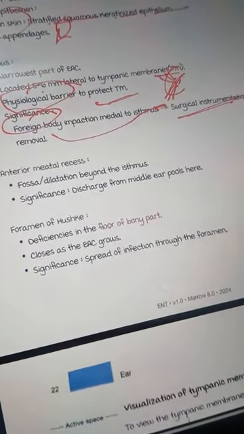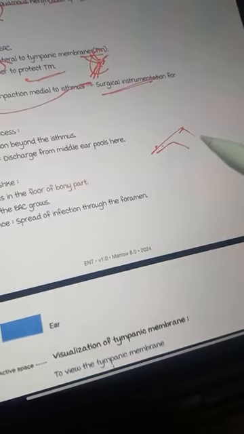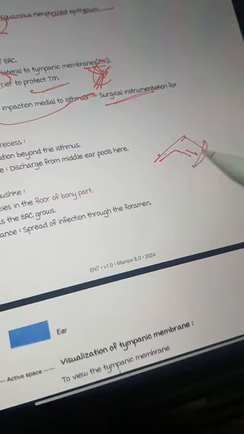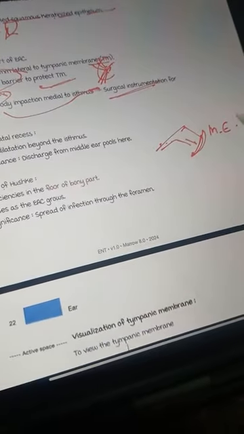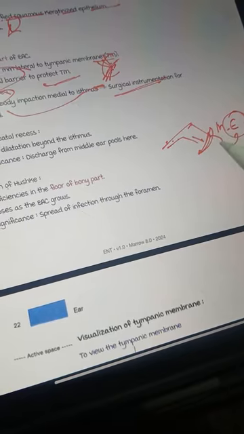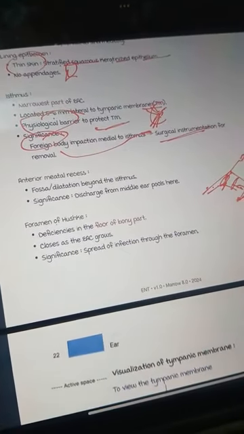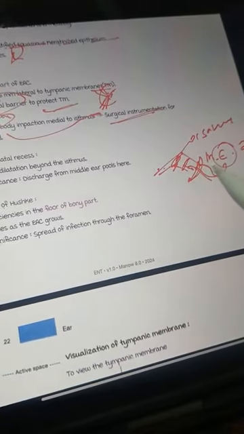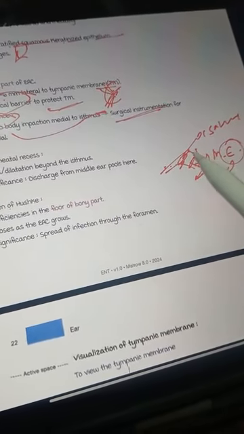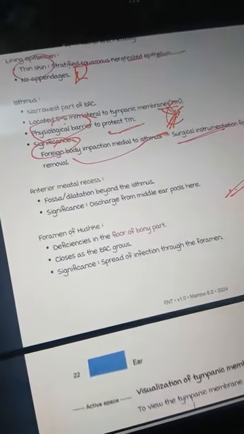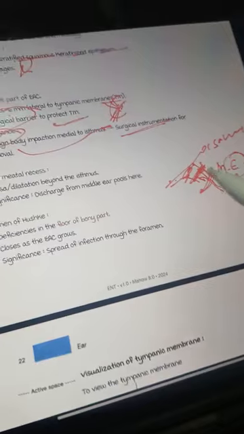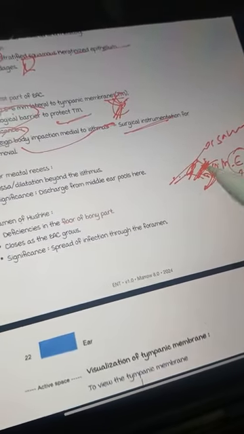Next is the anterior meatal recess. See, this is how the external auditory canal goes, then the tympanic membrane, and from here starts the middle ear, and there is the internal ear. Whatever discharge is in the middle ear travels through the tympanic membrane and pools up. The narrowest part is called the isthmus, just 5 to 6 mm lateral to the tympanic membrane. Just behind the isthmus is the anterior meatal recess, where the discharge from the middle ear pools.